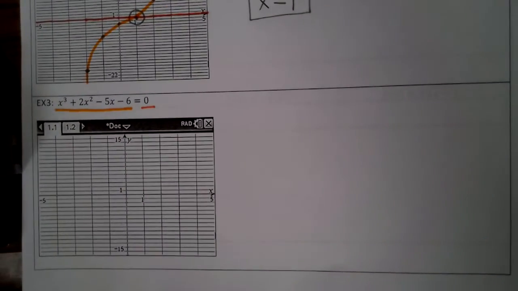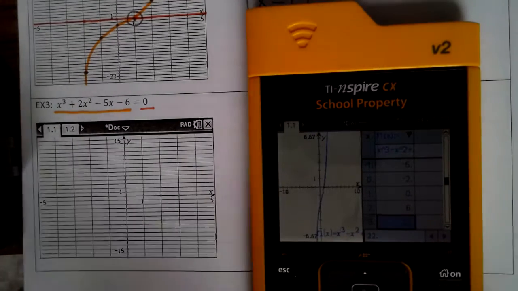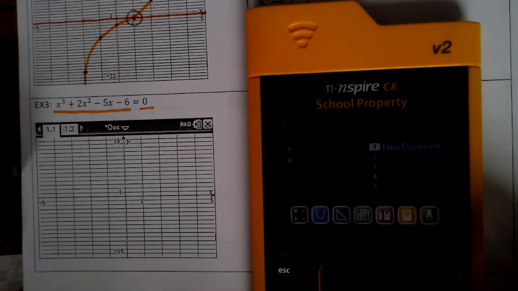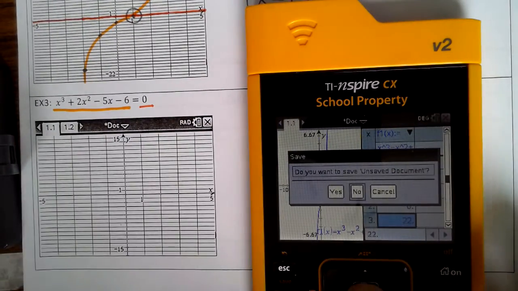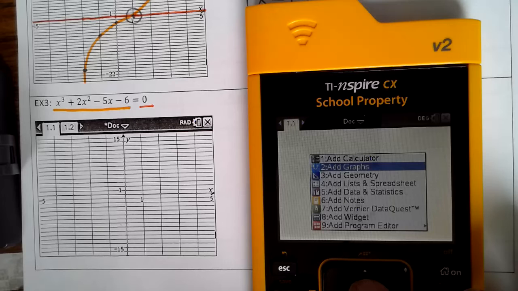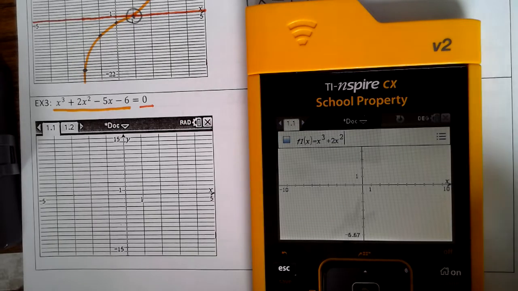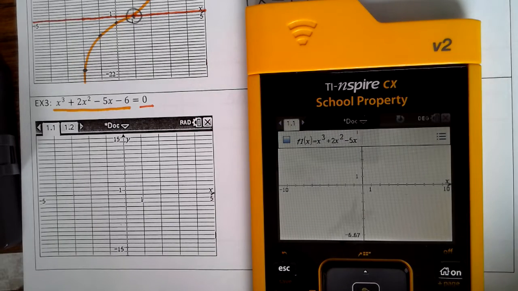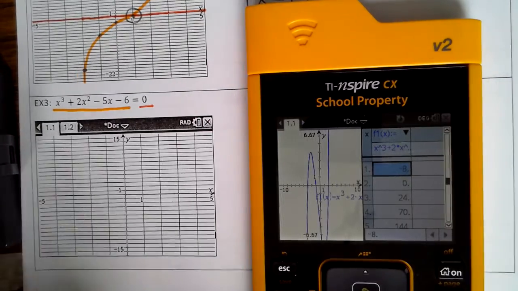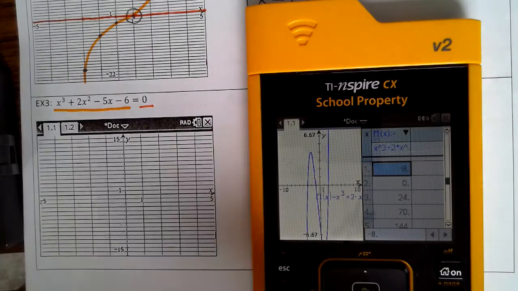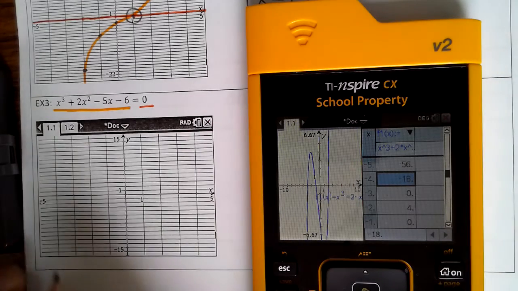All right, so again, we're going to use our calculator. So on, new document, no, add graph. So x cubed plus 2x squared minus 5x minus 6, control T. And we're starting at negative 5 because that's the farthest left point in the graph, so we'll go to negative 5. Too small. Actually, negative 4, negative 18 we can probably make work. Negative 4, negative 18 is probably right there.